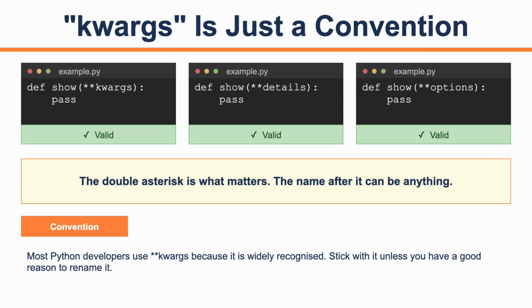Just like *args, the name kwargs is only a convention. The double asterisk is what does the actual work. You can name the parameter anything you like, as long as 2 asterisks appear directly before it.